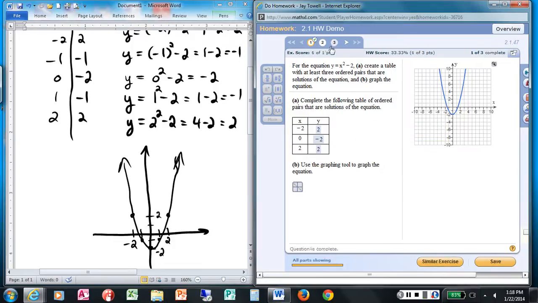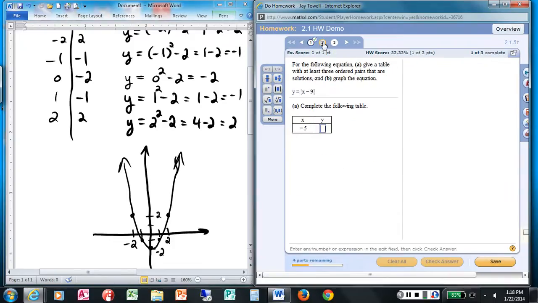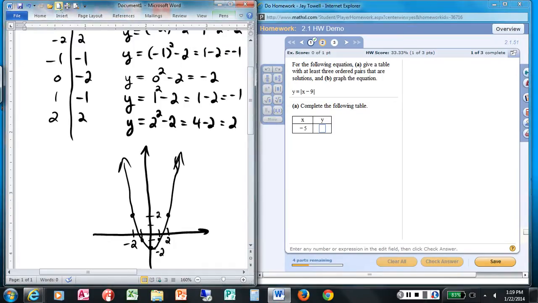So on to the next one. Okay, so number 2, I've got an absolute value equation here. Let me just get a new page for us.